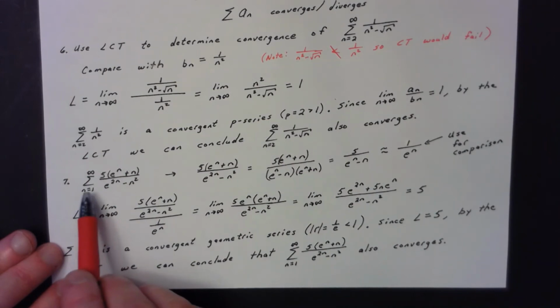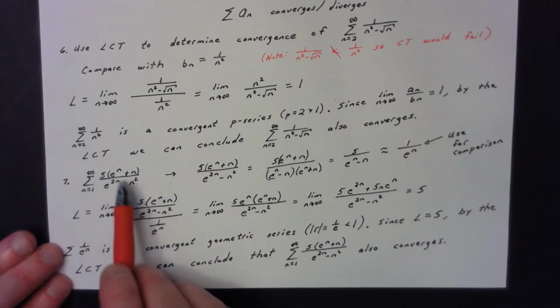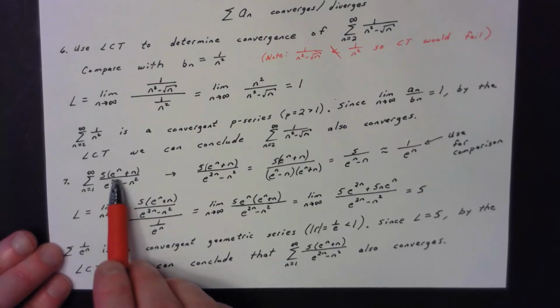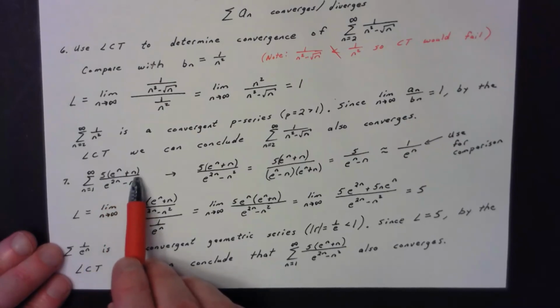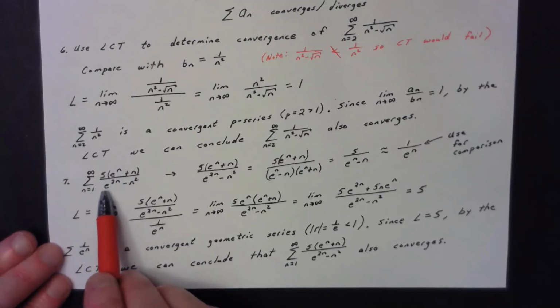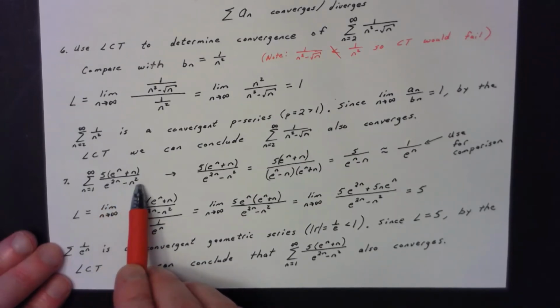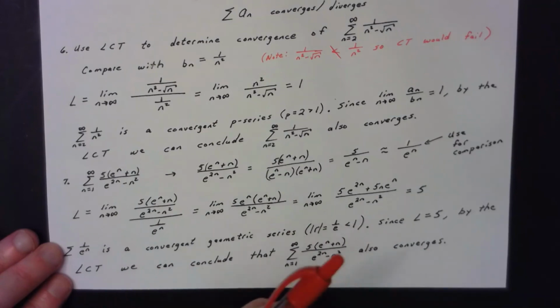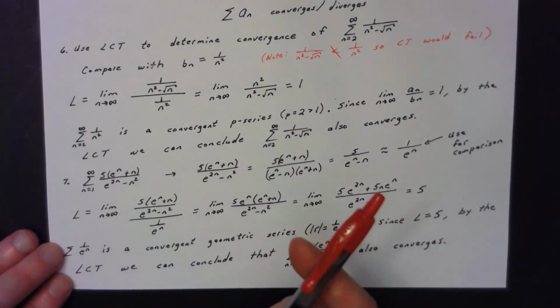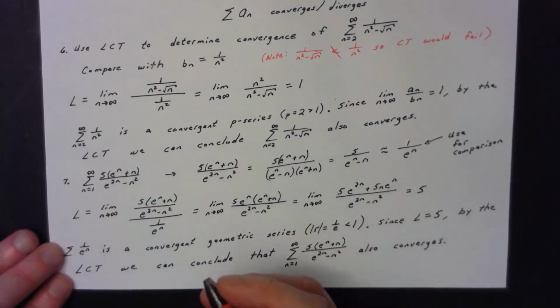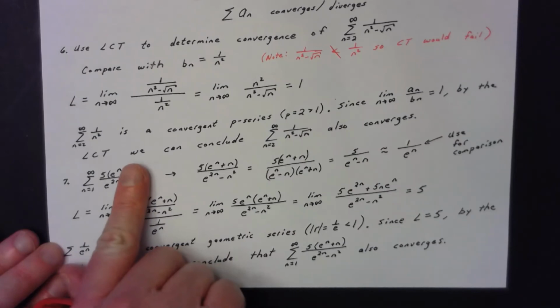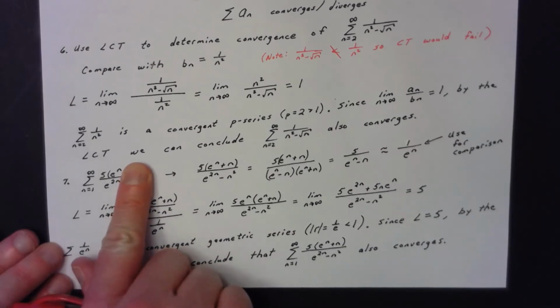So in this one, I have the summation from n equals 1 to infinity of 5 times e to the n plus n, divided by the exponential function e to the 2n minus n squared. Now, one thing you could go ahead and do in this problem, exponential functions rise so much more quickly than any polynomial functions in existence. The polynomial functions in this problem become completely irrelevant. You could just ignore them.